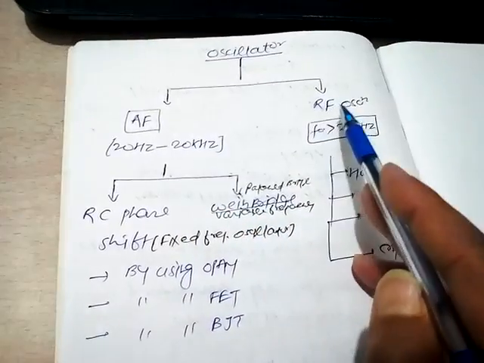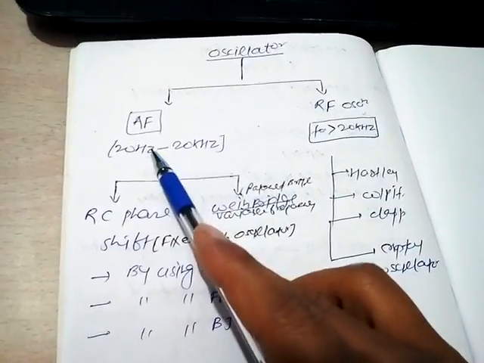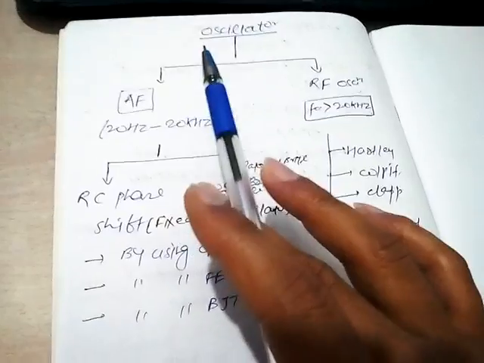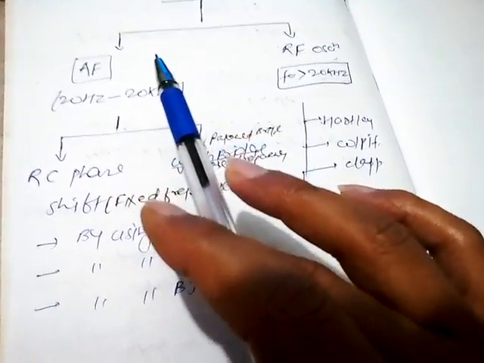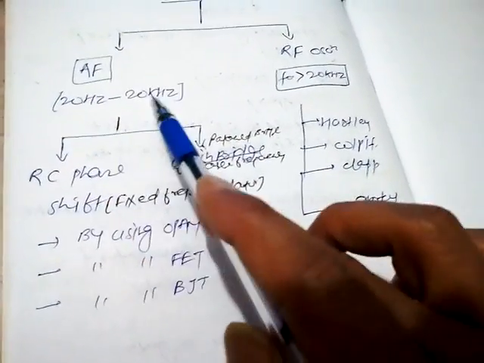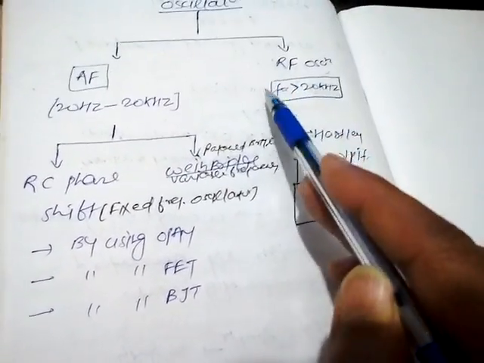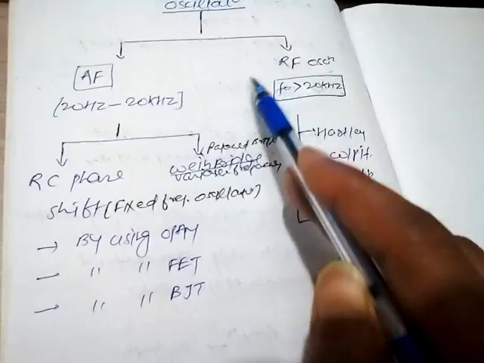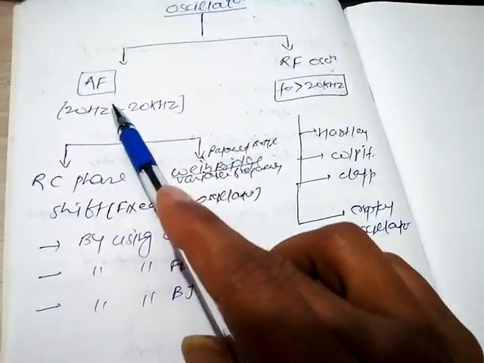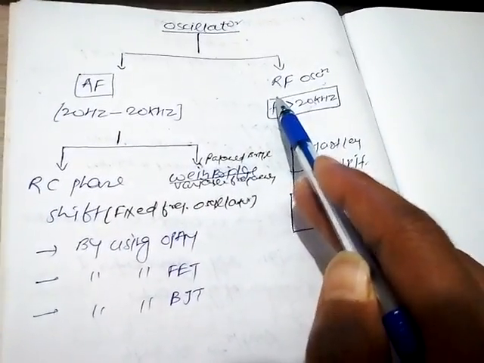Audio frequency and RF oscillators. Audio frequency is the range of frequency that we hear in our daily life, from 20 hertz to 20 kilohertz. And this is the RF oscillator. Here the frequency is greater than 20 kilohertz. AF means audio frequency and RF means radio frequency.